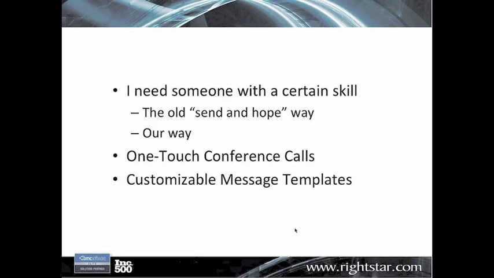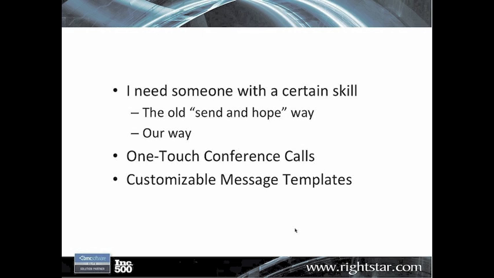There's always situations within our environments where we need someone with a certain skill. And everybody's used to the typical methods of, if I need somebody with a skill, let's say Oracle or networking or whatever, I'm going to send out a bunch of emails to everybody, or send out text messages, or look at a spreadsheet to figure out who's on call and start dialing as much as I can. And that's what we tend to call the send and hope method. Let's send it to everybody and hope somebody does something about the situation.